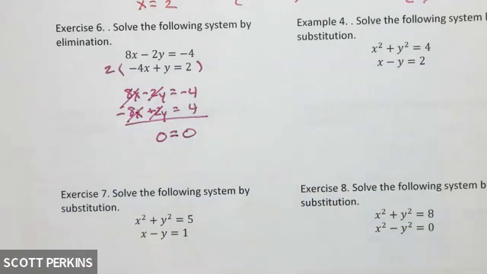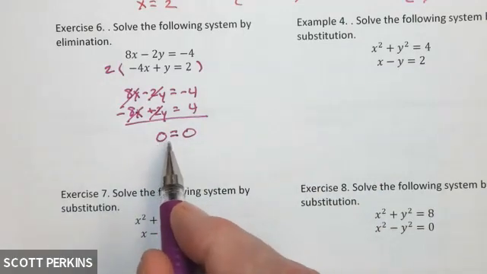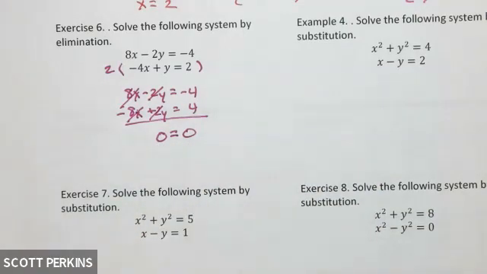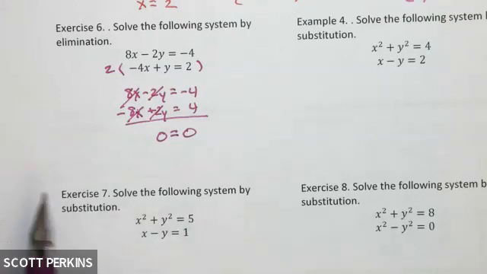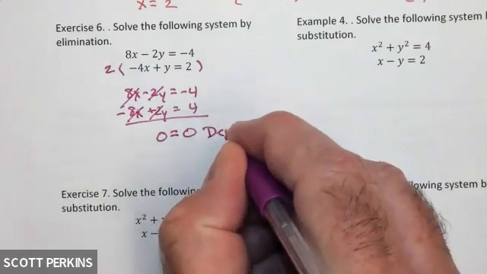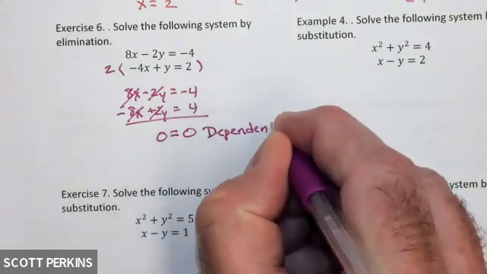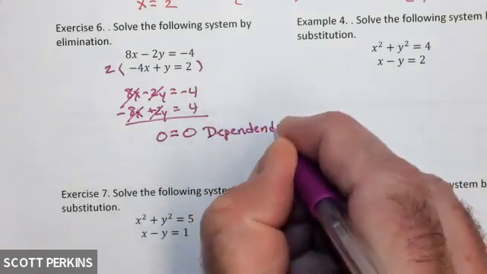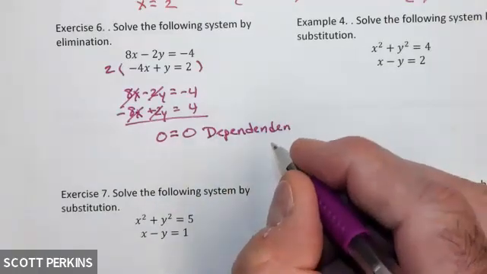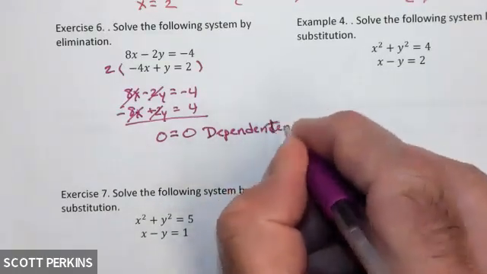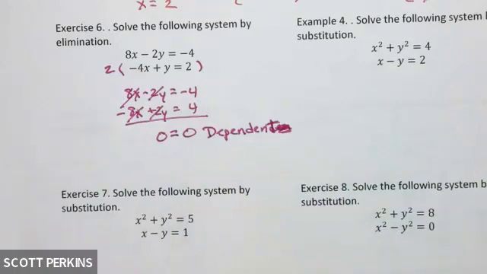So this time I end up with a system where I have 0 equals 0. That is a true statement. It's always true. I don't have any x's here to work with. So what this is called is a dependent system. And I misspelled dependent. So sorry about that. Thinking about other things today, I guess. Dependent.